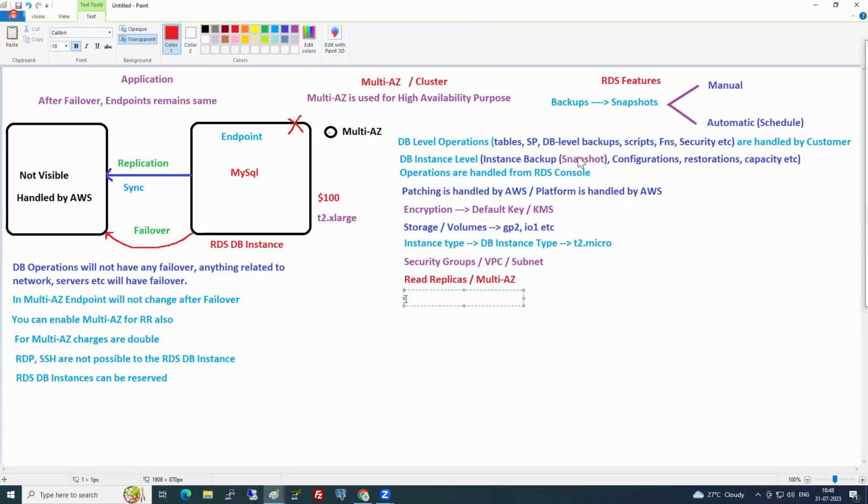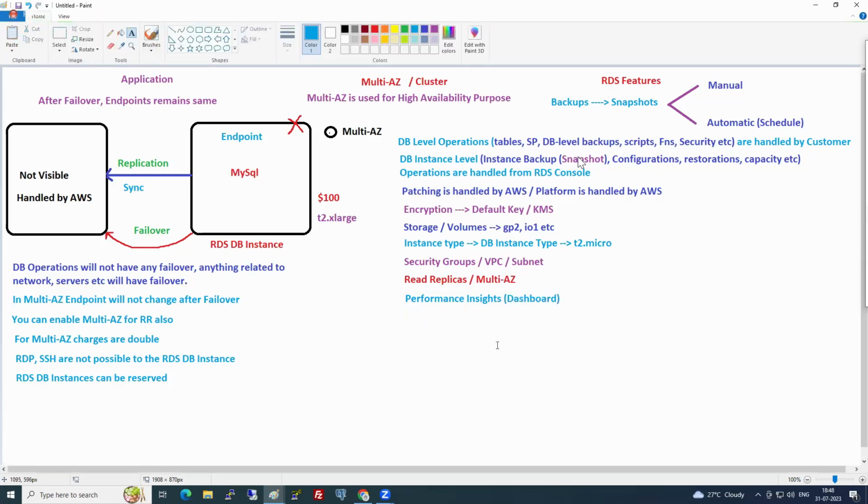How about monitoring, guys? We need to monitor, correct? We need to monitor the database engine, how it is performing, how many applications got connected, what queries it is running. Everything we need to monitor nicely. For that, we have something called Performance Insights. Performance Insights is nothing but a small, nice dashboard. From that dashboard, you can see everything, how it is performing.